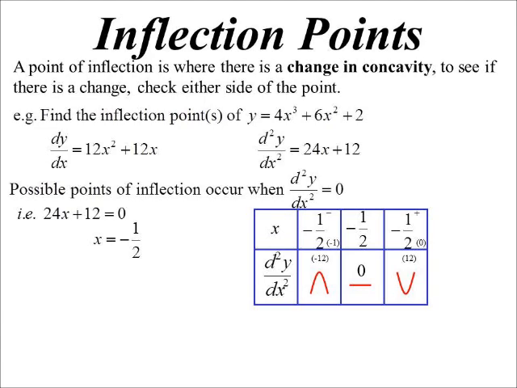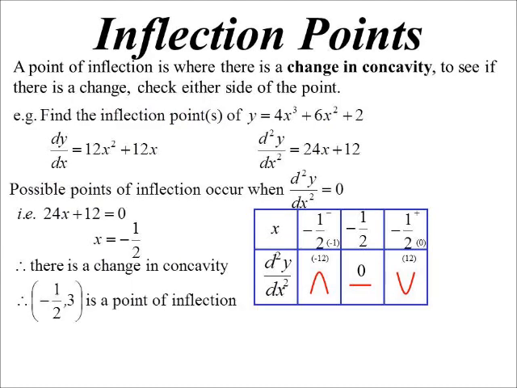Let's substitute in 0, a nice easy number to work with. I get +12, concave up. Yes, there is a change in concavity. Now that statement is crucial in your solution, because when they're marking, they want to see that you understand what an inflection point is. So you've made the conclusion, yes, there is a change in concavity, so you understand that to mean there's a point of inflection.